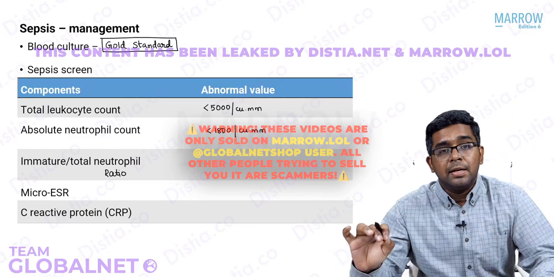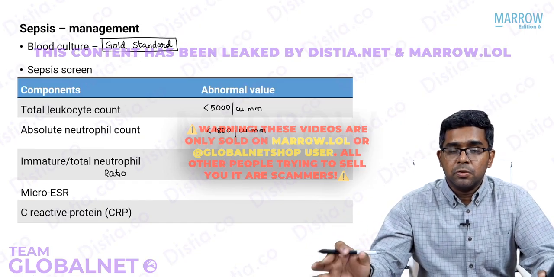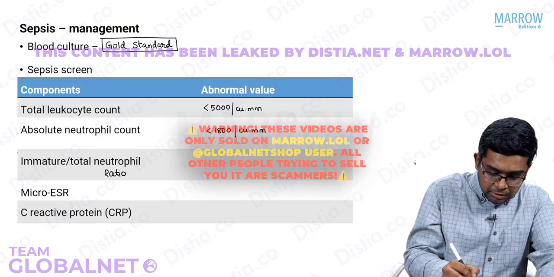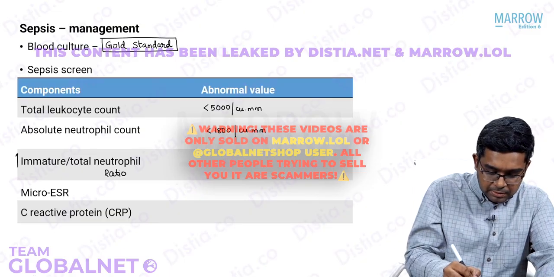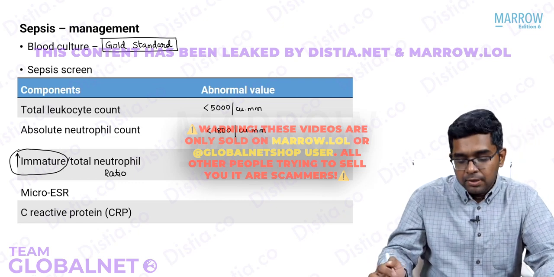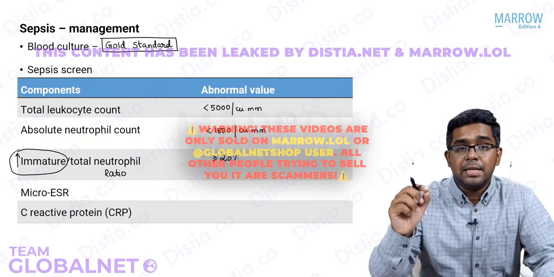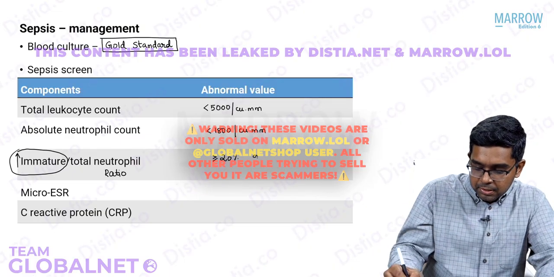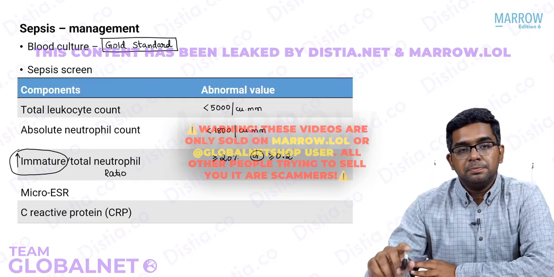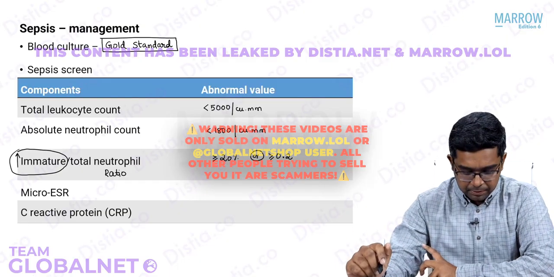Okay, right. And in the condition of sepsis, there is an increase in immature neutrophils in the circulation. So if you keep a ratio between immature and total neutrophils, the ratio will become increased. In the sense, there is an increased amount of immature neutrophils in the circulation. How is it defined? If more than 20% of the neutrophils are immature neutrophils, then it is significant. We can also express it as an absolute number, more than 0.2. Okay, so if the ratio is more than 20% or more than 0.2, it is significant.